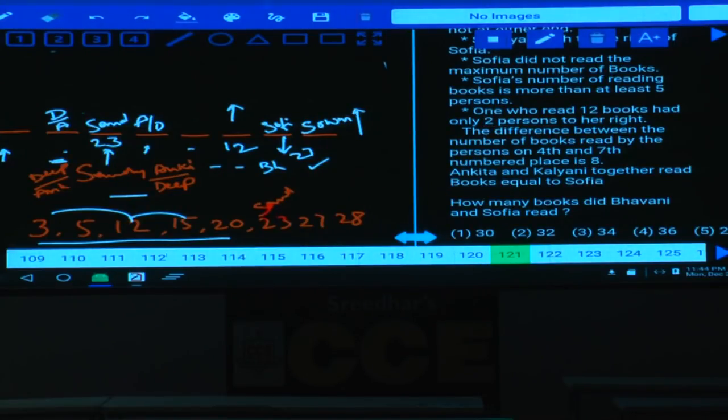Ankita and Kalyani must be equal to 27. Ankita and Kalyani: 12 and 15 is 27. That is the only possibility we have, isn't it? Now 12 and 15. Now one person must be 12 and the other person must be 15. For those two, Ankita and Kalyani, 12 and 15 in any order. Are you following? 12 and 15 in any order.